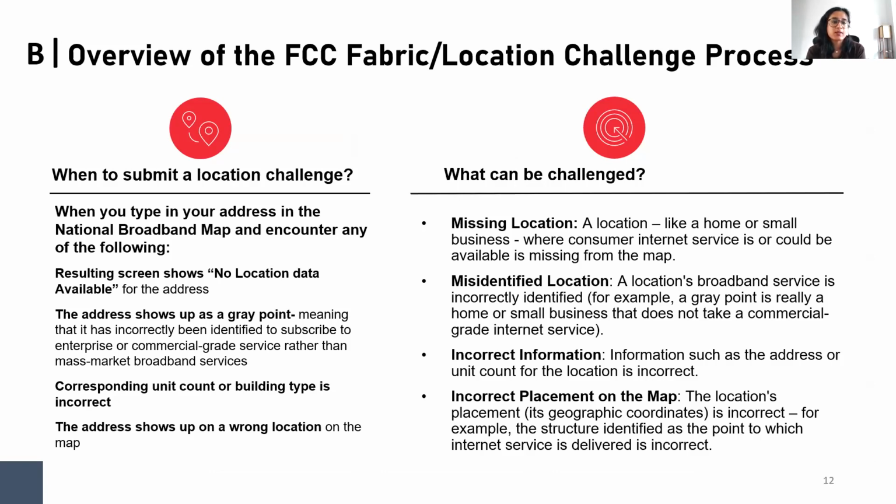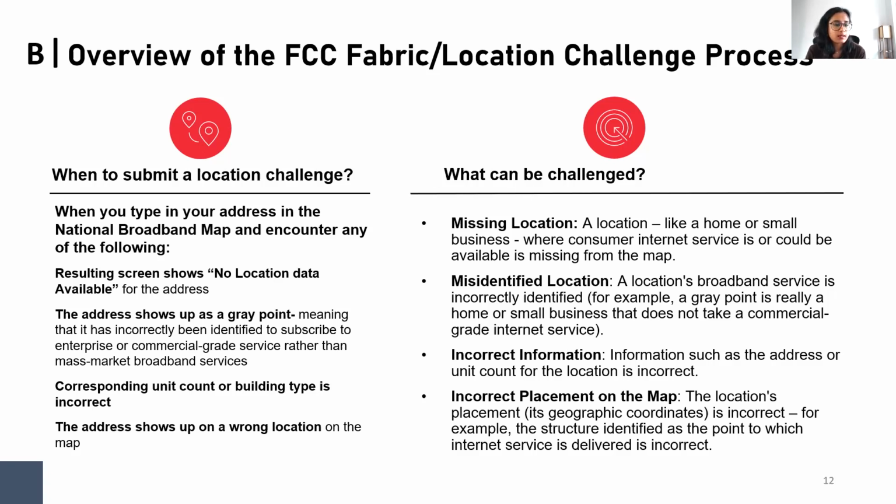Firstly, the next screen shows that there's no location data available for the address that you've typed in, meaning that the location is missing on the fabric. The second one, the address shows up as a gray point, meaning that it might have been incorrectly identified to subscribe to enterprise or commercial grade service over the mass market service. If that's wrong, then you can submit a fabric challenge under the category of misidentified location.